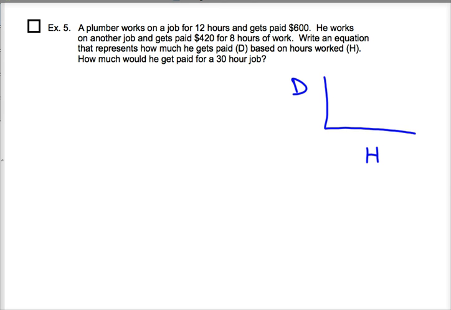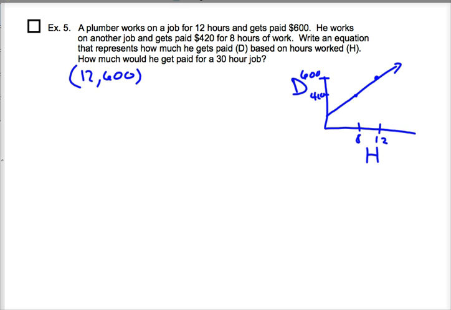Now, if I was going to graph this, I would think that you got 12 hours and $600, so I would think of that at some point, maybe 12, and then I put a 600 here somewhere, and it's a point. So 12 comma 600 is a point. And then $420 for 8 hours, well, that would be another point in here. Let's say 8 and 420. That would be another point. And I'm trying to figure out what's the equation of the line, or in this case it'd be a ray because you can't work negative hours.